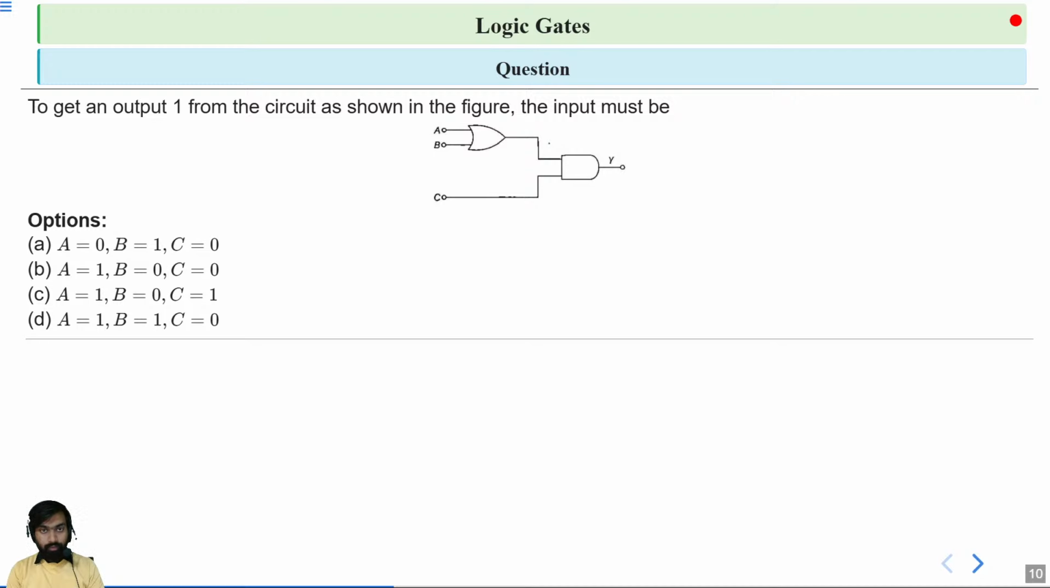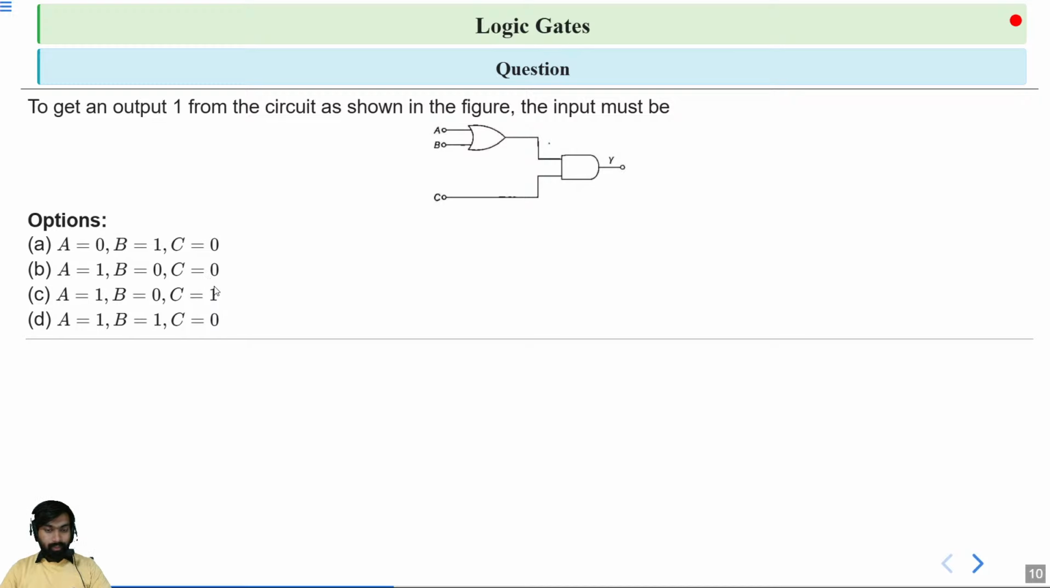Given options: option A, A equal to 0, B equal to 1, C equal to 0. Option B, A equal to 1, B equal to 0, C equal to 0. Option C, A equal to 1, B equal to 0, C equal to 1. And option D, A equal to 1, B equal to 1, and C equal to 0. So which option is correct? This is a very simple question. Please solve.